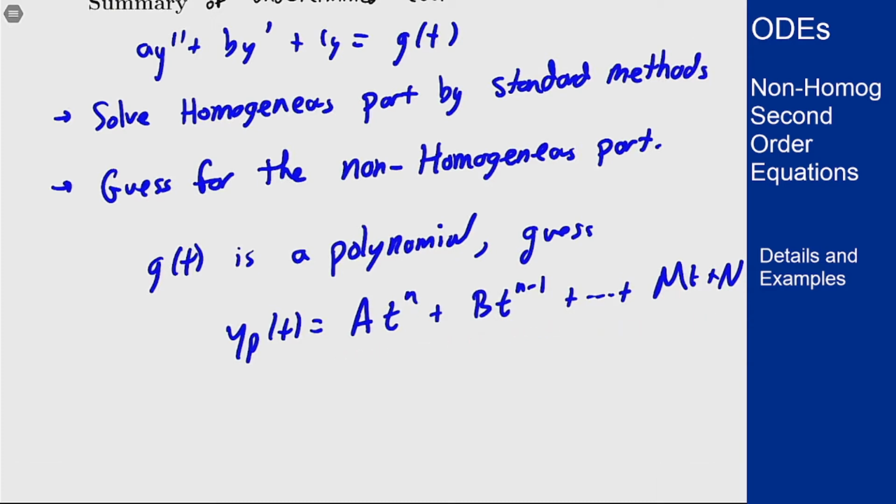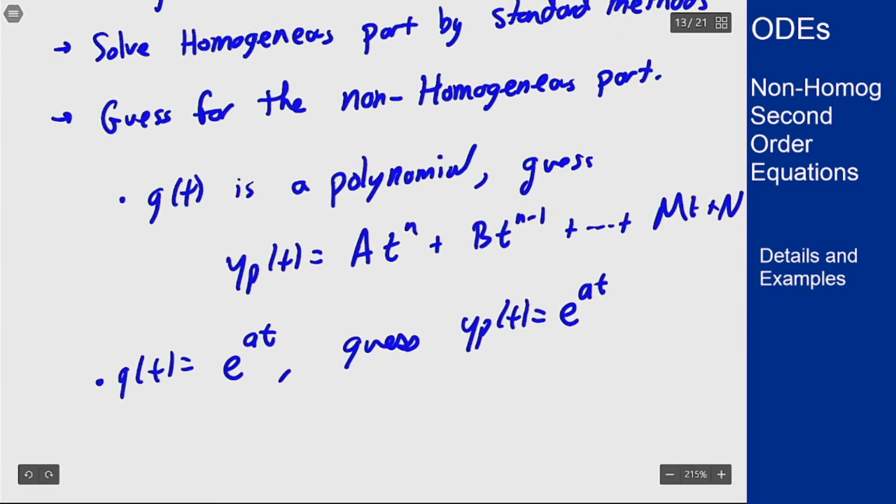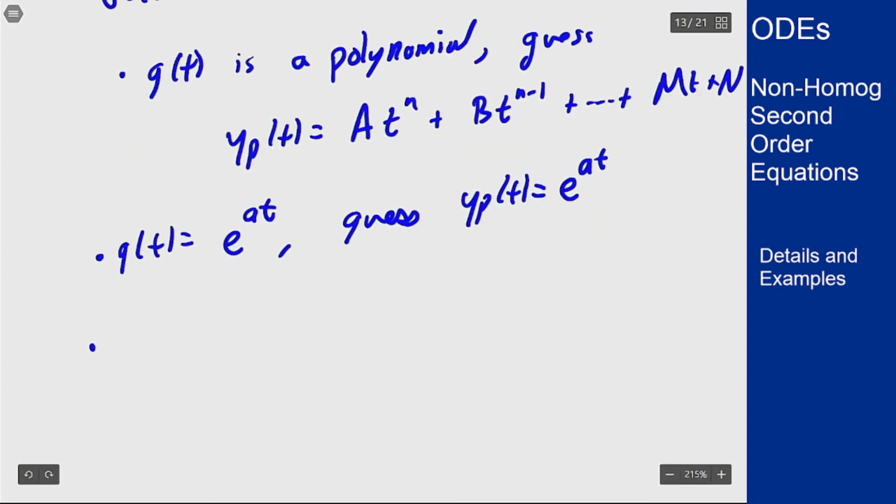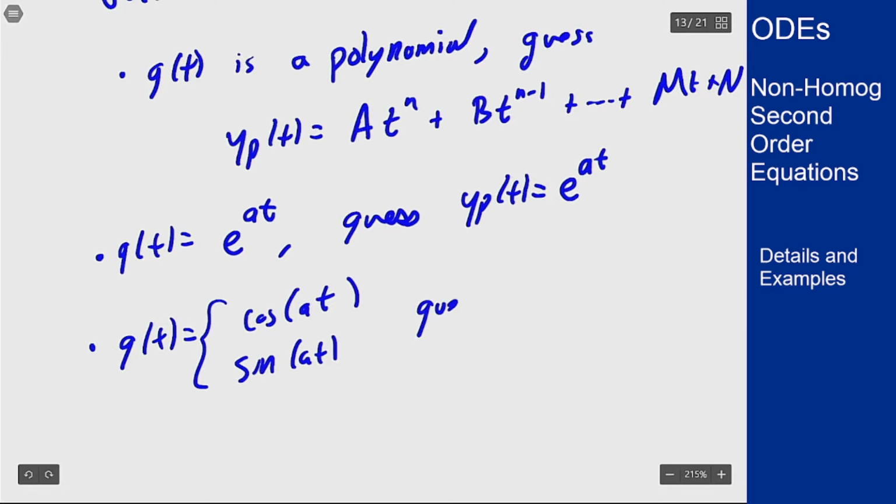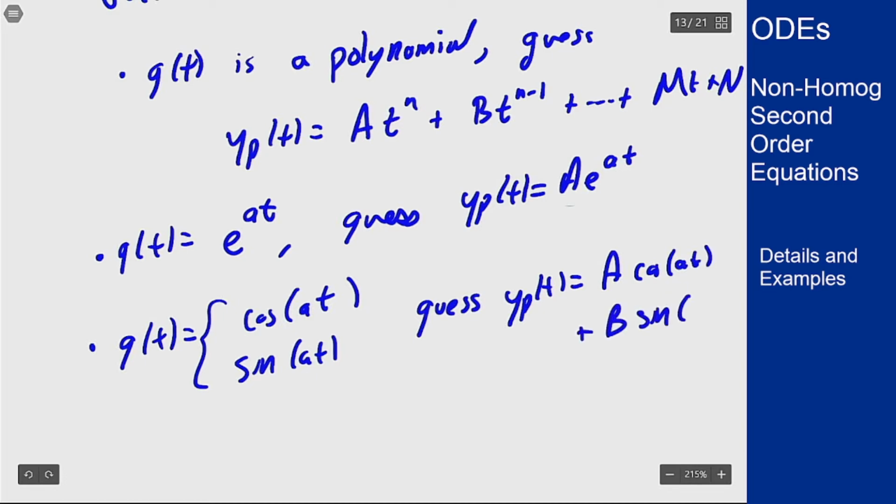If it's an exponential, that's easy, you just guess that same exponential. If you see a sine or a cosine term, you guess both the sine and cosine of that same argument. So if we have either cosine of at or sine of at, we're going to guess the combination of those two terms. So an a cosine of at plus a b sine of at.